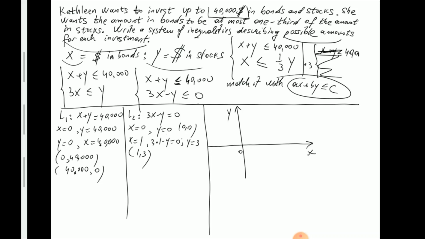Oh, I forgot another condition to begin with. Obviously, x positive, y positive, right? I mean, you can't invest a negative amount of money. So let's start with 40,000.